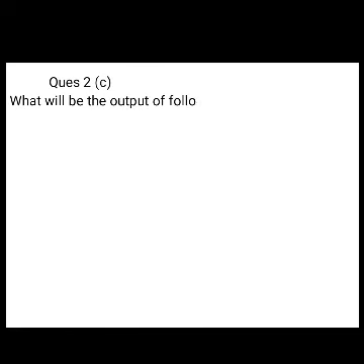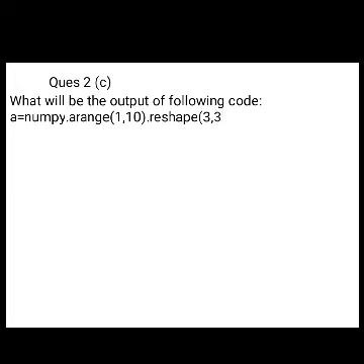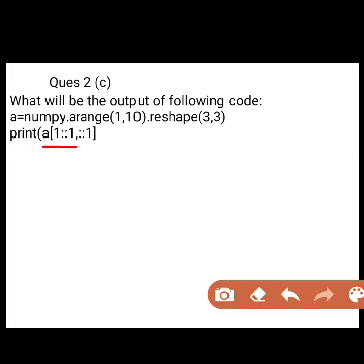Next question, question 2, C part. What will be the output of the following code? The code is a = numpy.arange(1,10).reshape(3,3), and then you have to print the array slice starting from row index 1 to last in steps of 1 and column index from 0 to last in steps of 1.